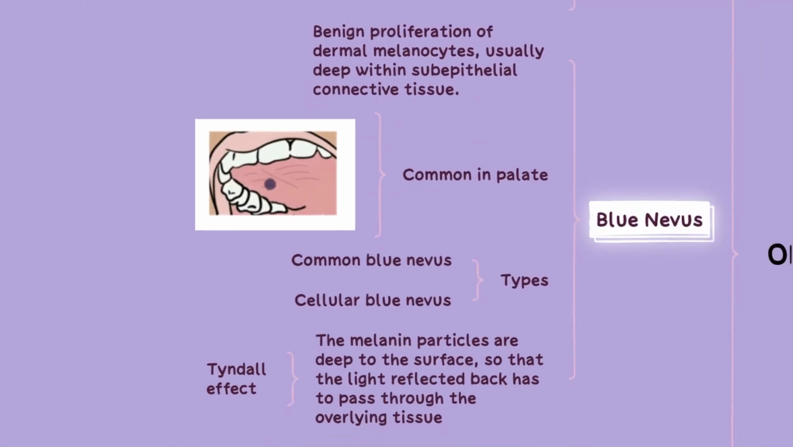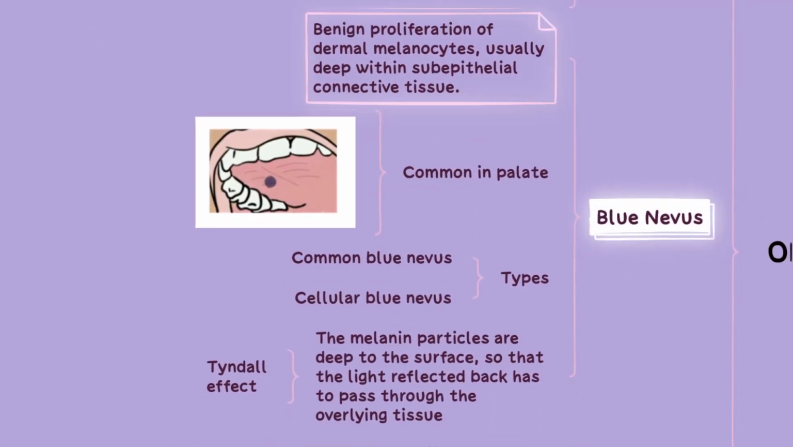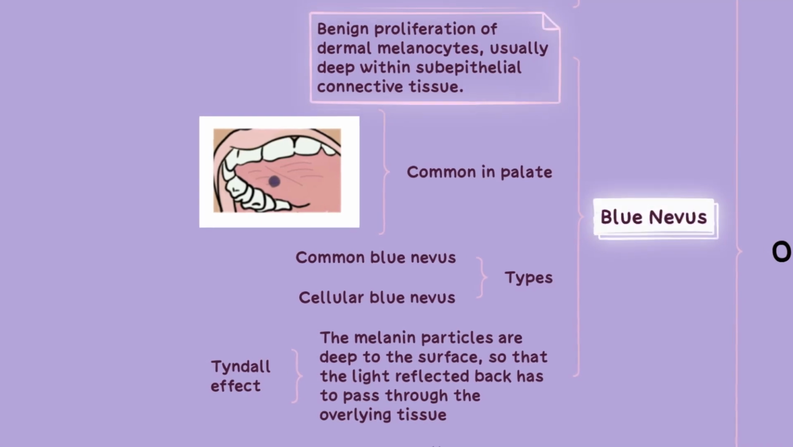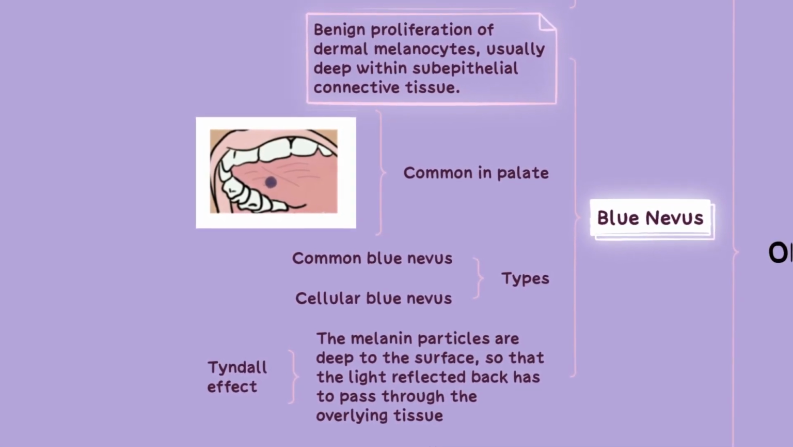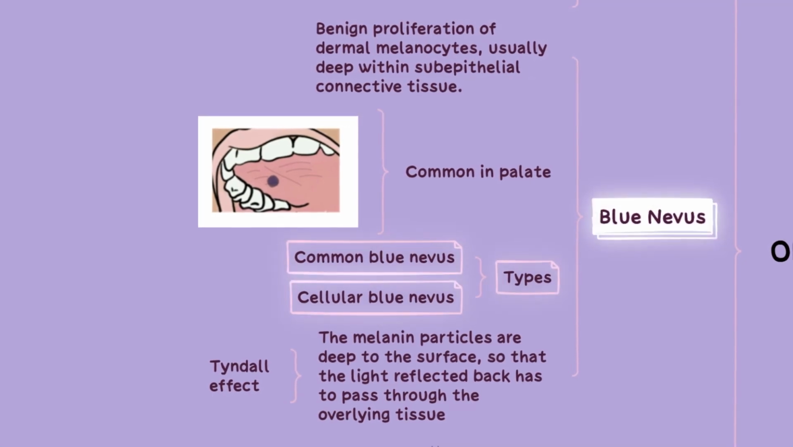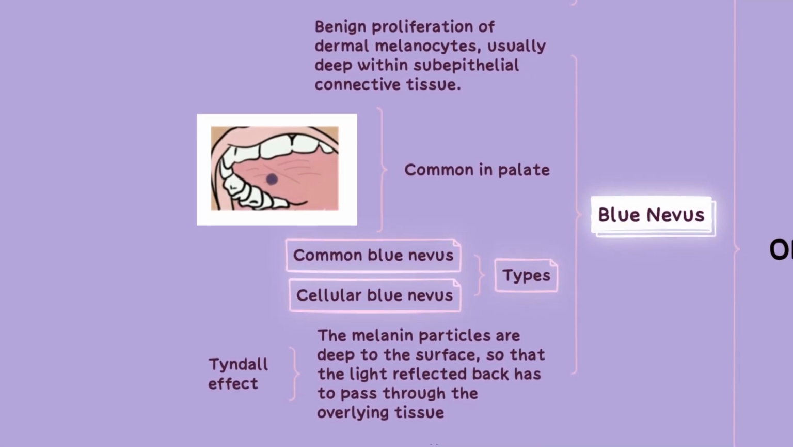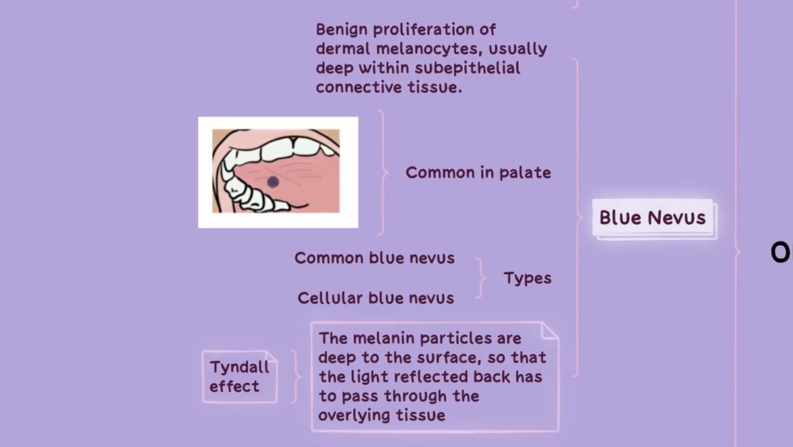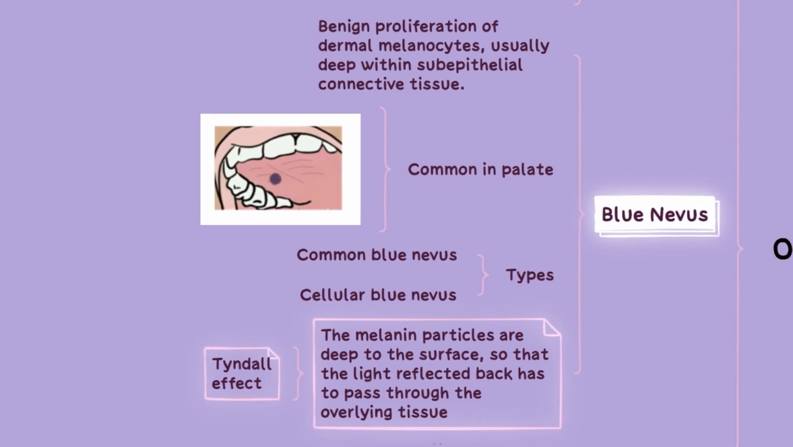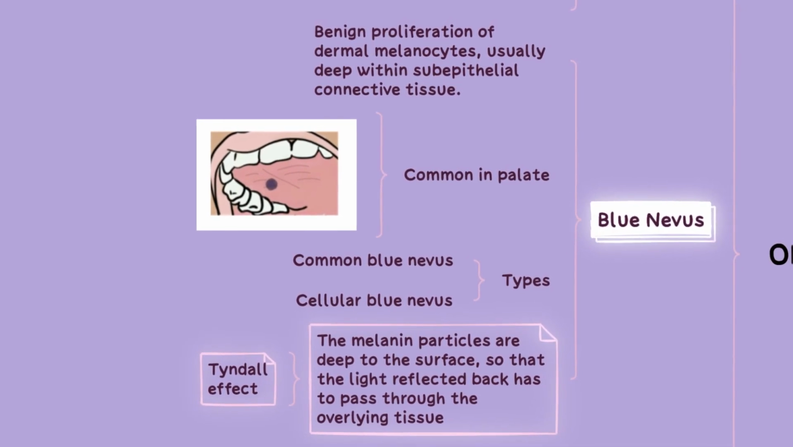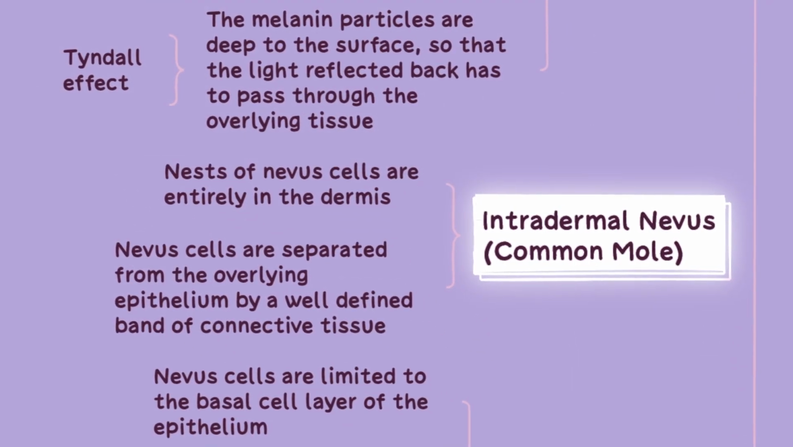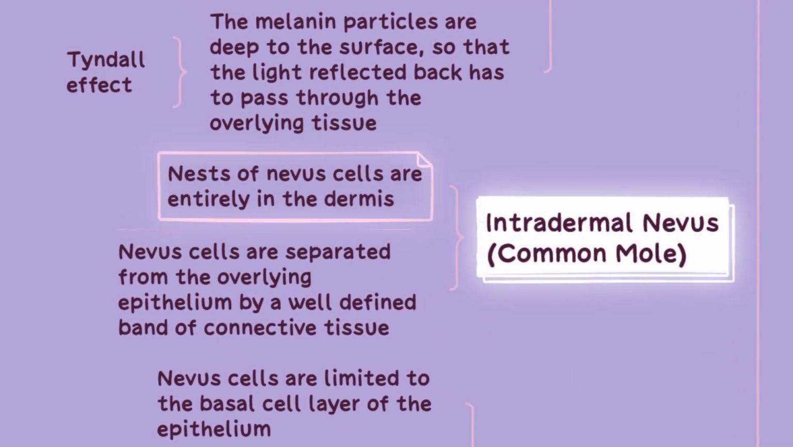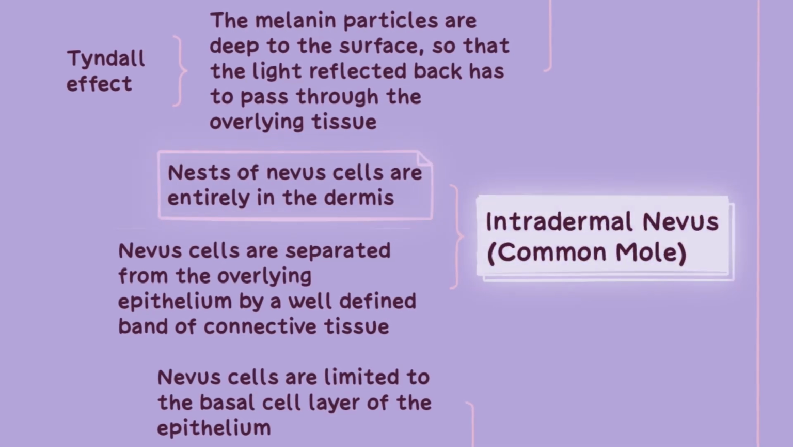The third type is a blue nevus, which is a benign proliferation of dermal melanocytes, usually located deep within the subepithelial connective tissue. There are different subtypes including common blue nevus and cellular blue nevus. It appears blue due to a phenomenon called Tyndall effect, which you can see in this section of the mind map. Moving on, the intradermal nevus or the common mole consists of nevus cells located entirely in the dermis.